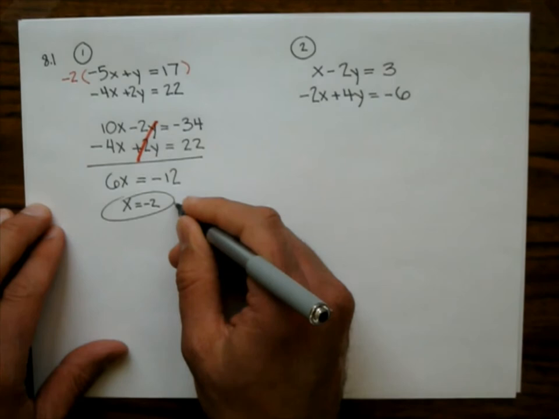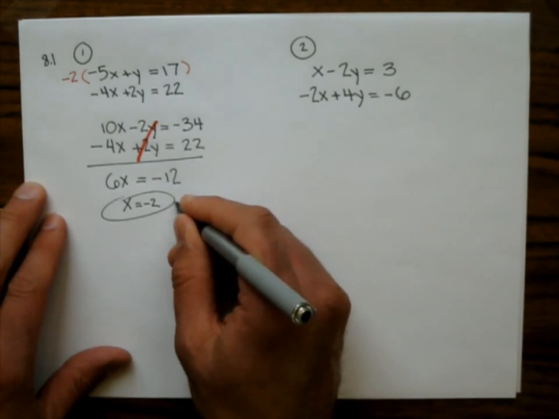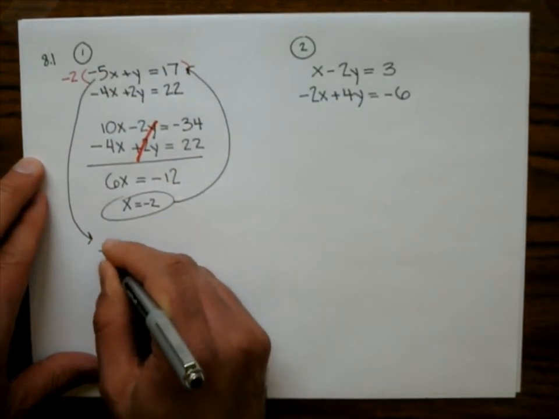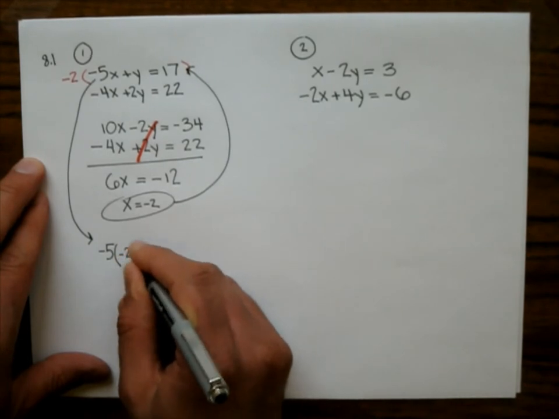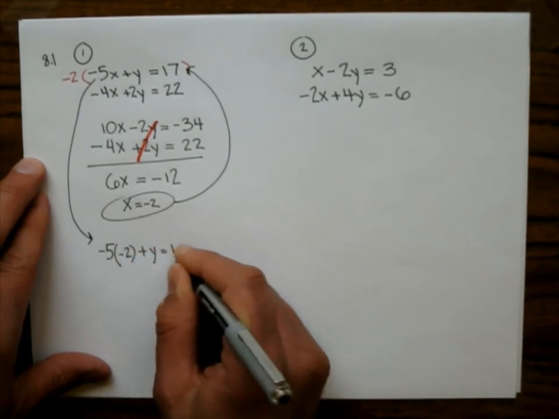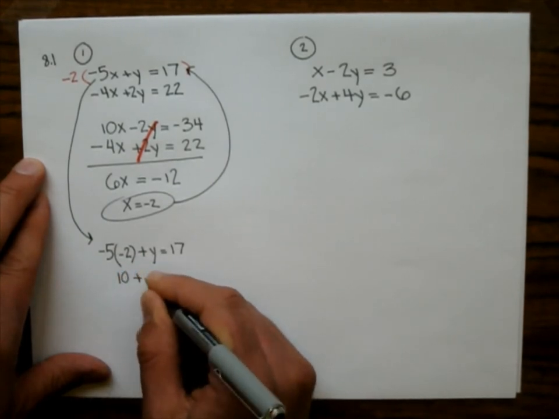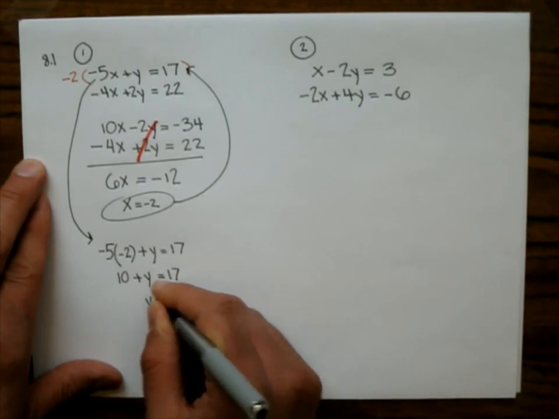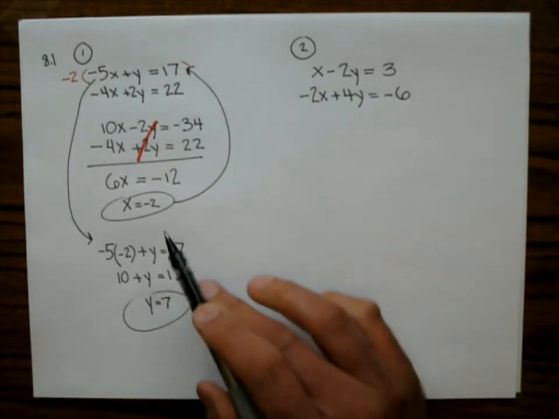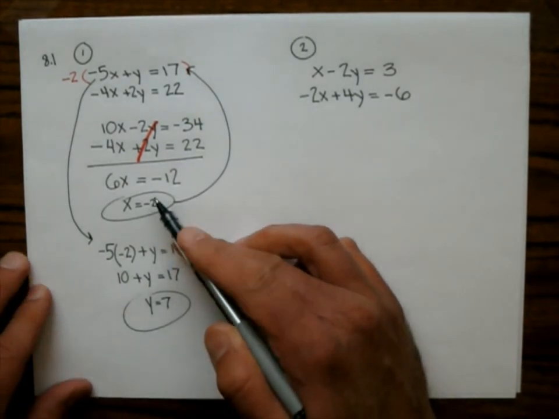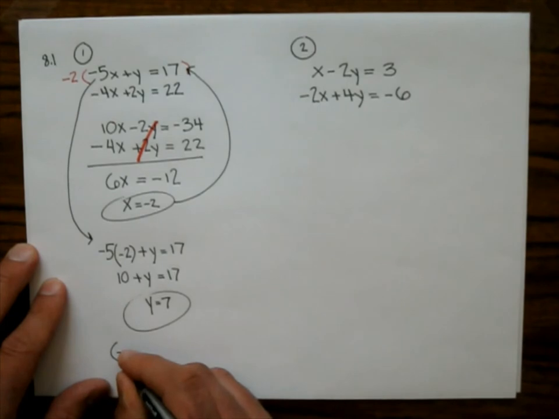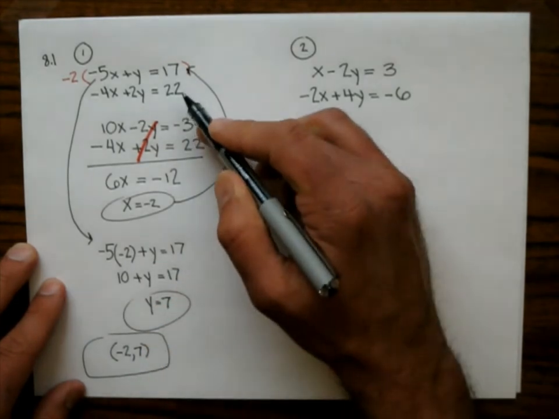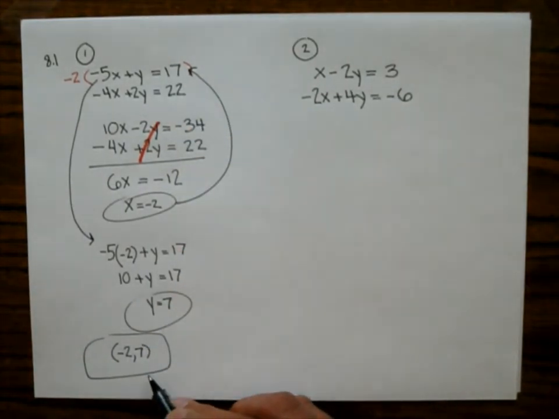Then I plug that back into any of these equations. Maybe I'll plug it into the top equation before I multiplied it by negative 2. And I end up getting negative 5 times negative 2 plus y equals 17. 10 plus y equals 17. y equals 7. So it looks like I have two answers, but it's really just one answer. The answer is an ordered pair, negative 2, 7, and that describes where these two lines meet. They meet at this point right here.